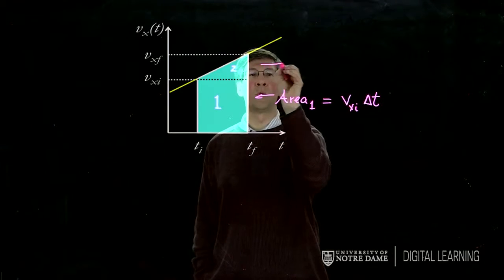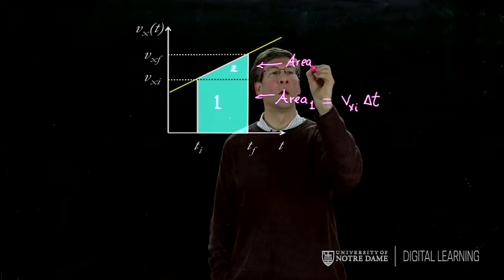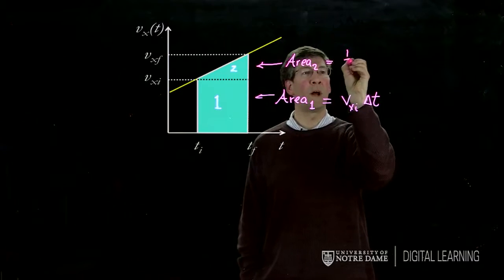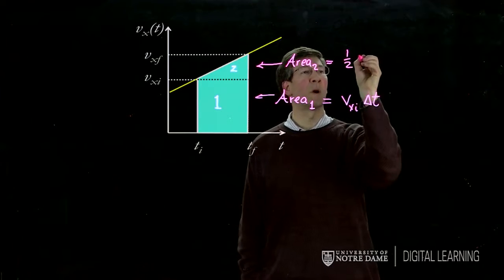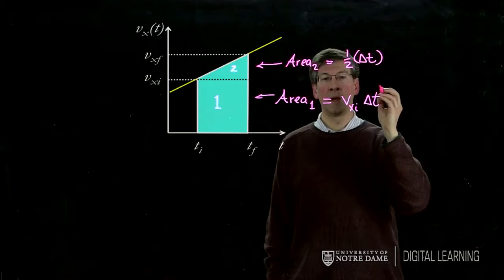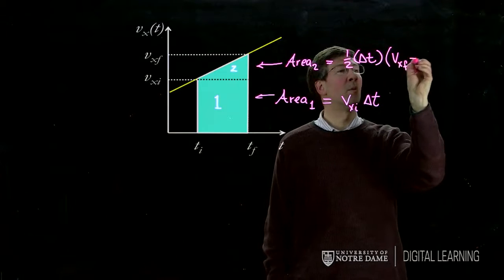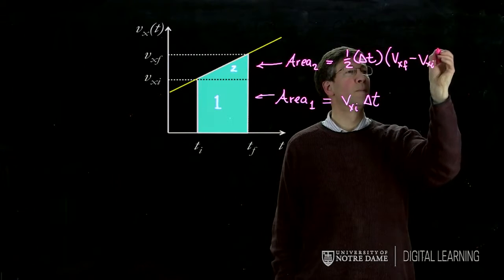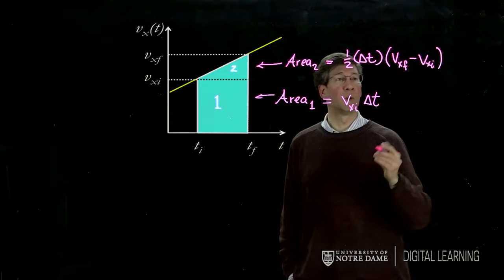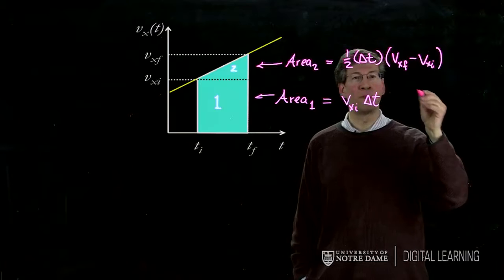Area 2 is a little more tricky. Area 2 is equal to, so this is a triangle, so the area is 1/2 times the base of the triangle, which is delta t, times the height. And so now the height is Vx final minus Vx initial. So that's my height. Okay, and so, well, that actually wasn't so bad. So now we can go and see what we've got here.